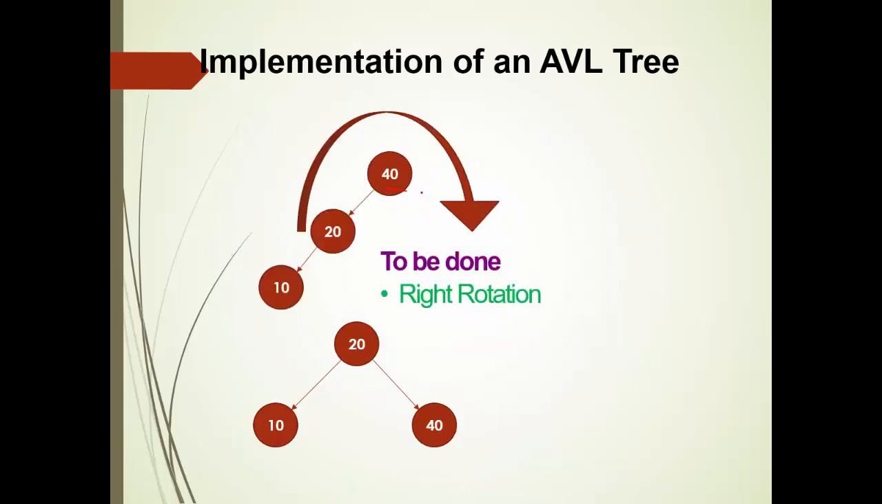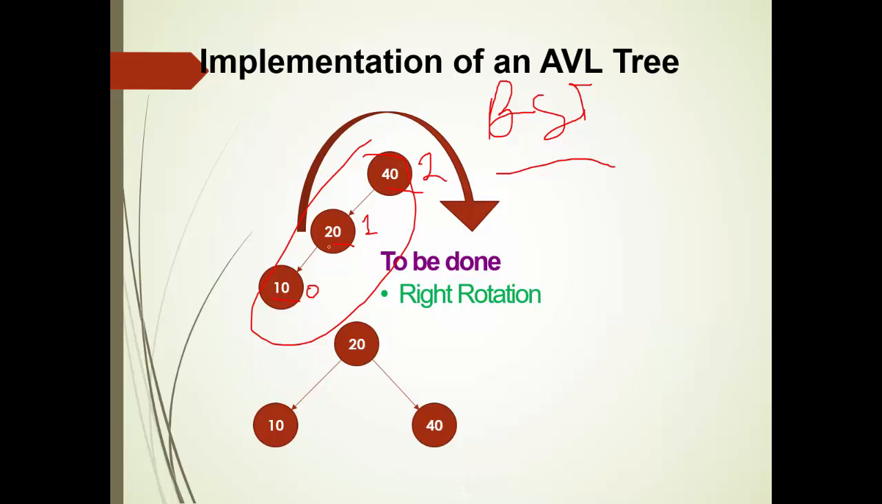Let's see then, we have 40, 20, and 10. It is true. This is a binary search tree. But we need also to talk about the balance factor. So this is 0, this is 1, then this is 2. How did I find this? This is null. It means then also this is null. So 0 minus 0, it is 0. So we have this. This is 1. This is 0. 1 minus 0 is equal to 1.